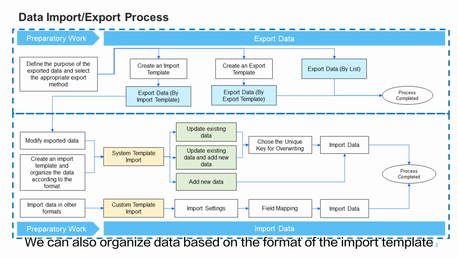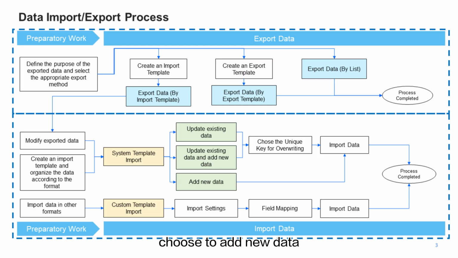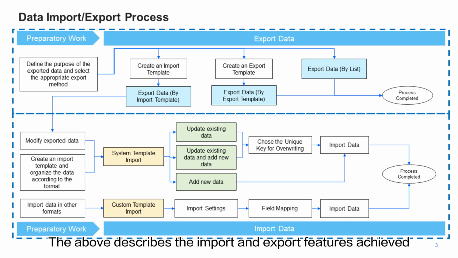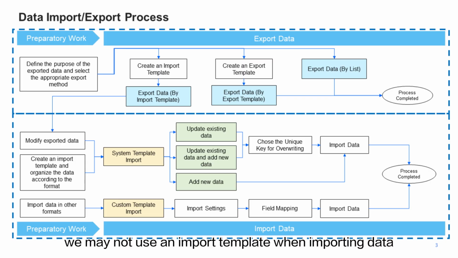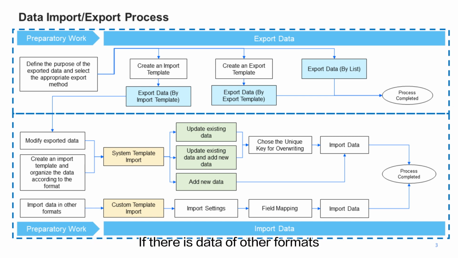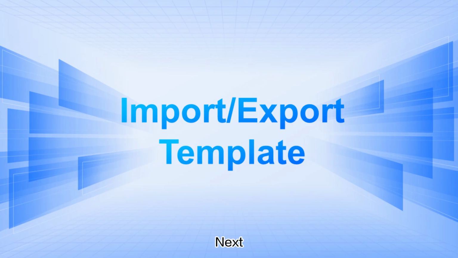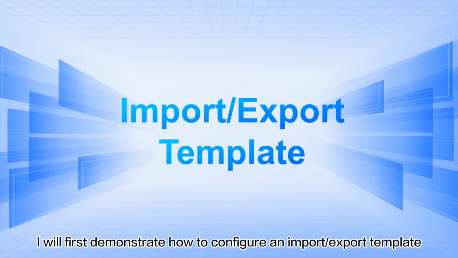We can also organize data based on the format of the import template, choose to add new data, and quickly add data from an Excel file to the system. The above describes the import and export features achieved through the system template. However, we may not use an import template when importing data. If there is data of other formats, we can also import data by using custom templates. Next, I will first demonstrate how to configure an import-export template.